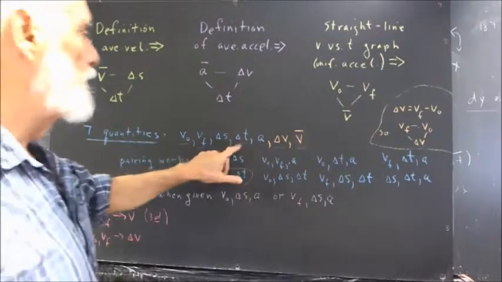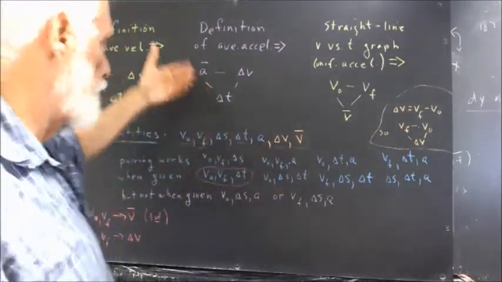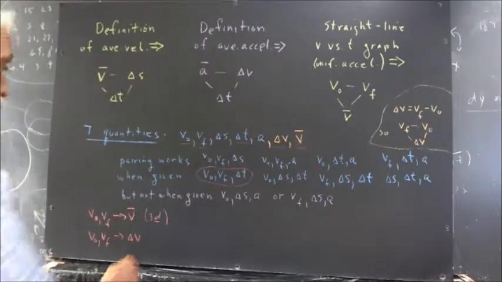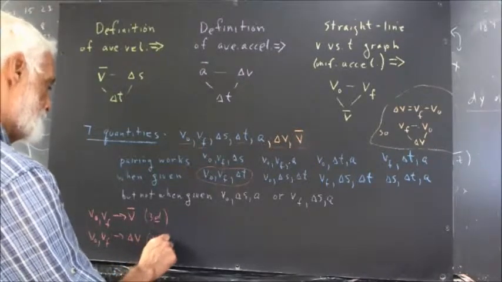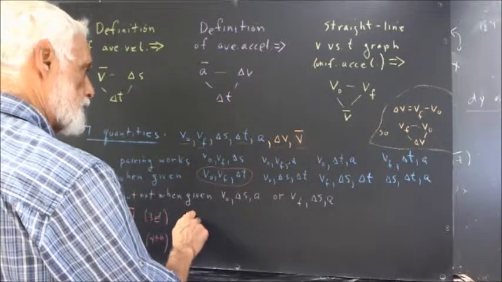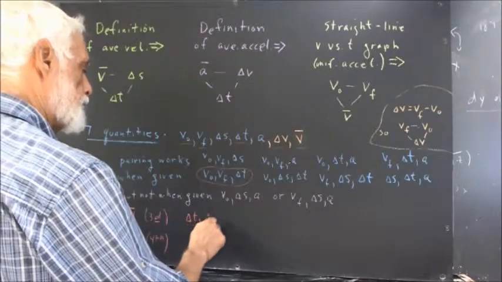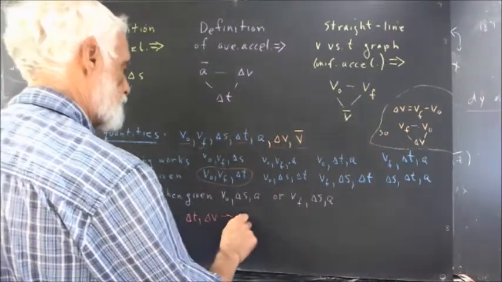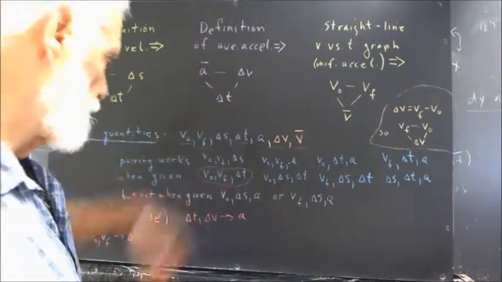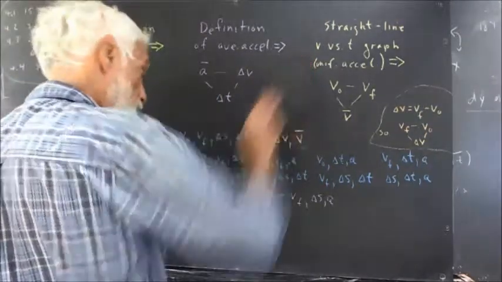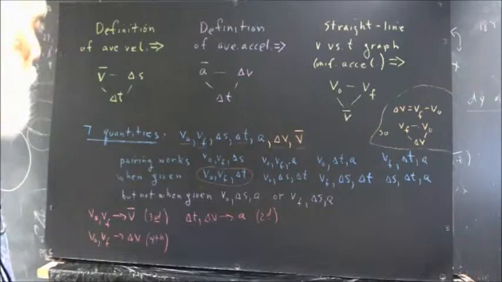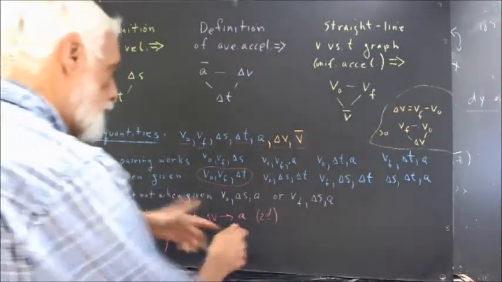So let's go to delta T and delta V. Do we see anything up here that involves delta T and delta V? Well, yeah, this triangle. So delta T and delta V give us our acceleration. I'm not going to put the bar over the acceleration. I could, but since the acceleration is uniform, we don't need it. And that's the second triangle.